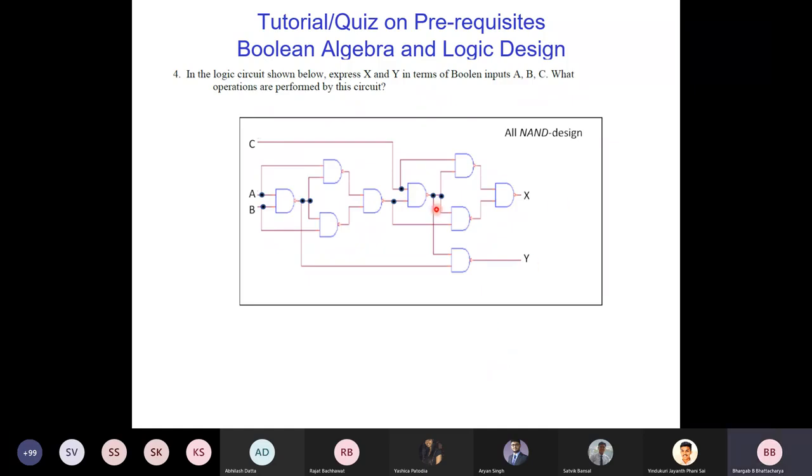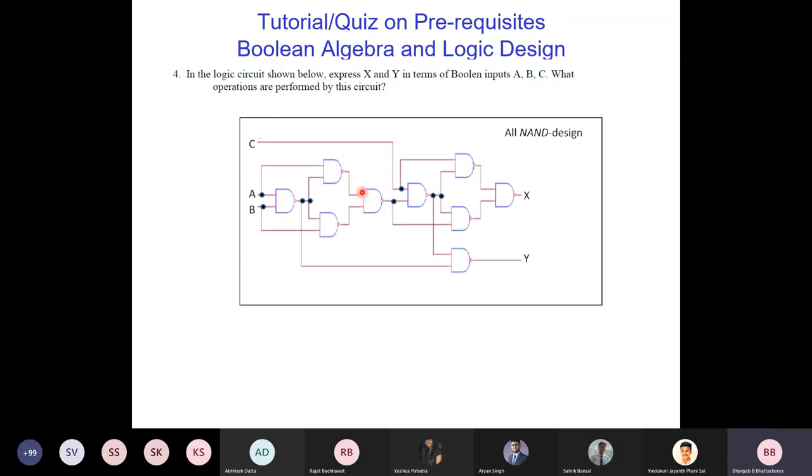If you focus on this portion of the circuit, this is an XOR realization using only NAND gates. The function at this point is A exclusive or B. So this is the NAND realization of the XOR function. This structure is repeated here, so this is again the NAND realization of a 2-input XOR function.